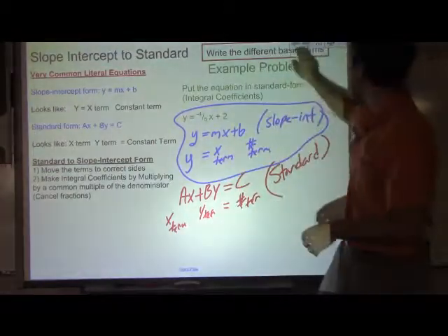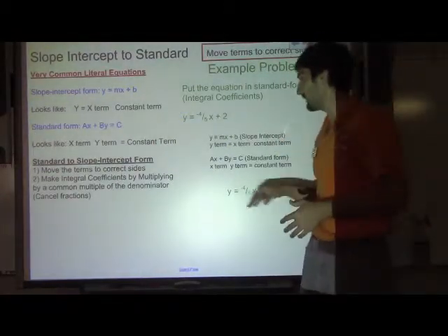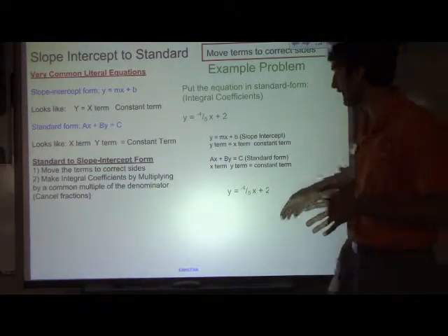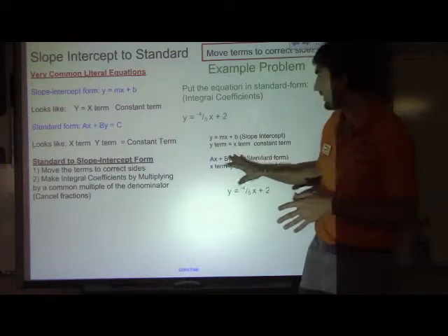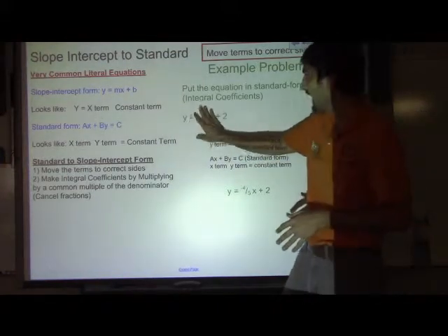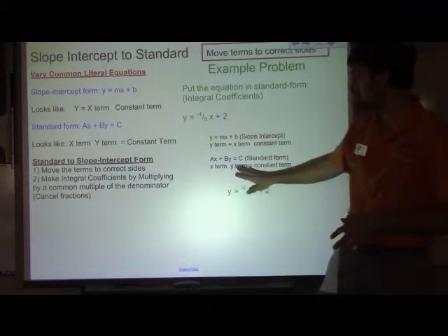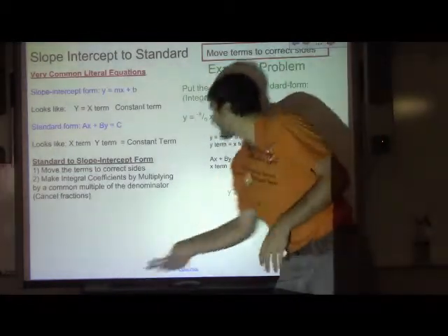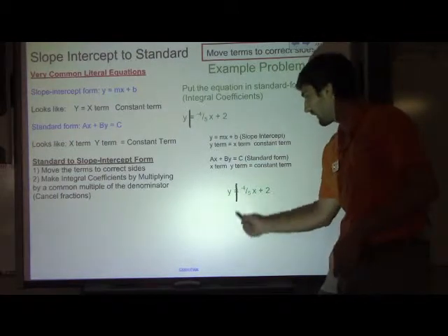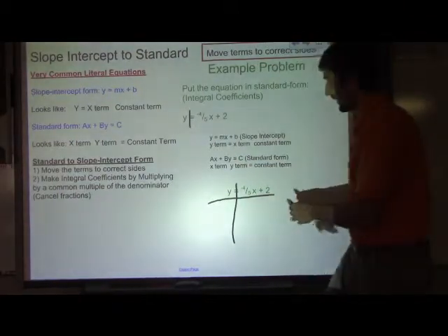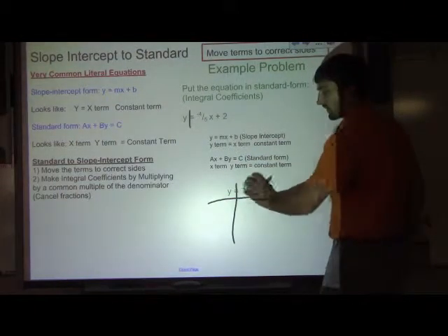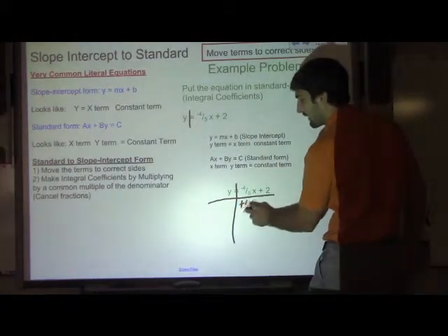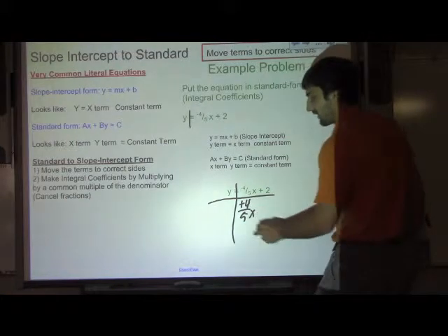All right, so the next thing we do, after we've identified the different forms and we're comfortable, we're going to go ahead and move the terms to the correct side. So in this first one, right now it's in slope-intercept form. The x is on the wrong side. In standard form, it needs to be x, then y, then number. So here's our equal sign. We have to move this term, negative 4/5 x, to the other side. So the opposite of negative 4/5 x is positive 4/5 x.